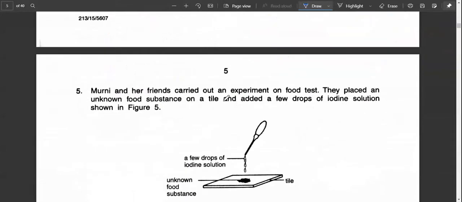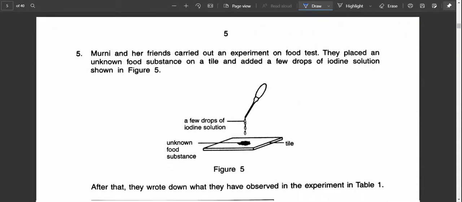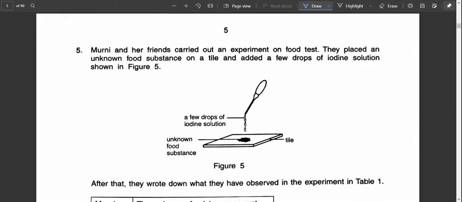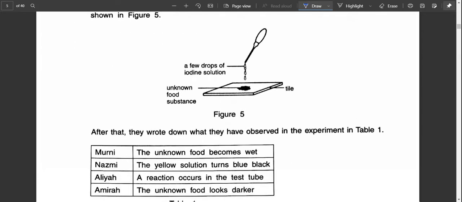Let's carry on. Number 5. Moni and her friend carried out an experiment on food tests. They placed an unknown substance on the towel and added a few drops of iodine solution as shown. After that, they wrote down what they observed in the experiment in table 1. Iodine, you have not learned this one. Iodine is a test for starch. If there is starch, it will change color from yellow to blue black.